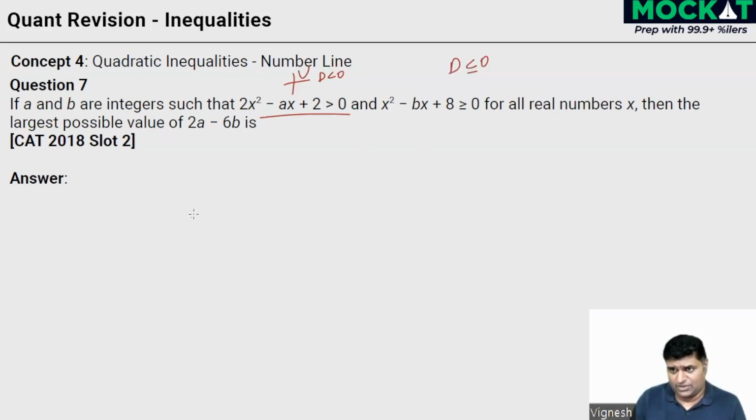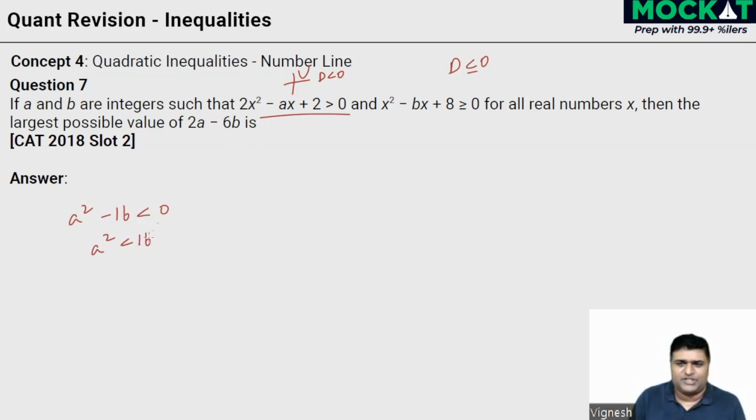Discriminant is less than 0 over here. So for this, the discriminant is going to be b square minus 4ac, right? So minus a the whole square is a square, minus 4 into 2 into 2, that's minus 16, is going to be less than 0 for sure, right? So how do we simplify? A square is going to be less than 16.